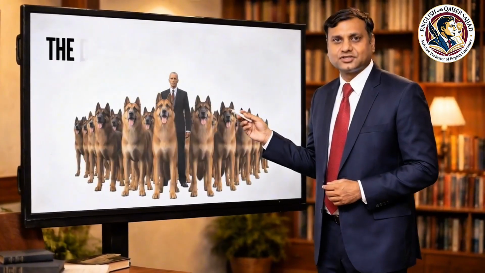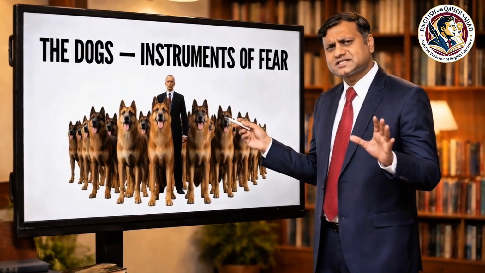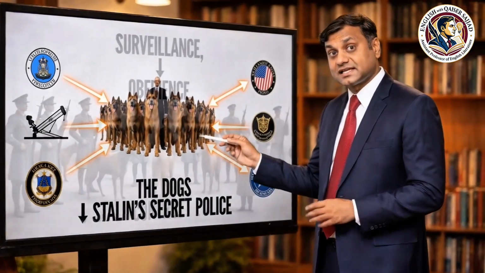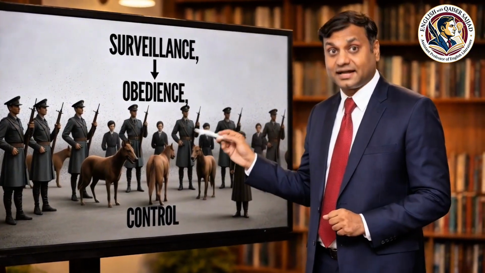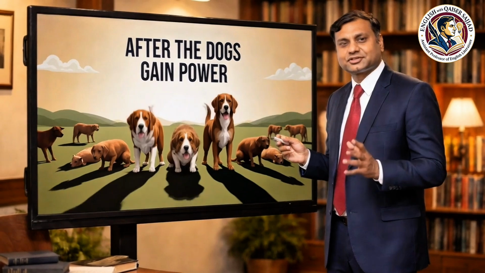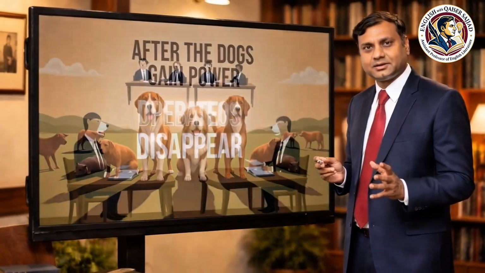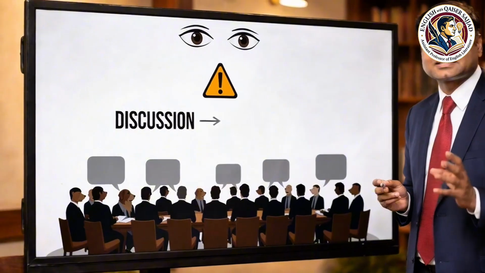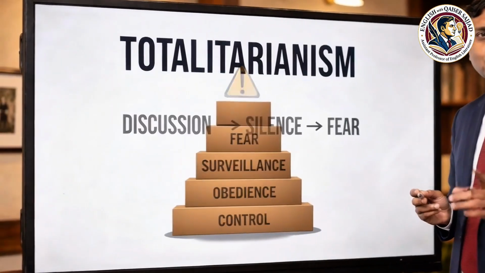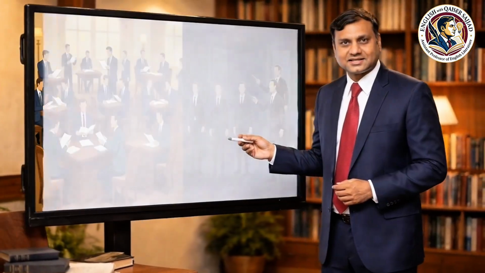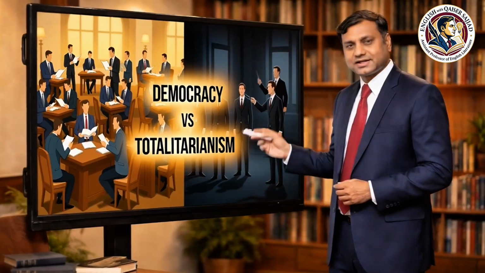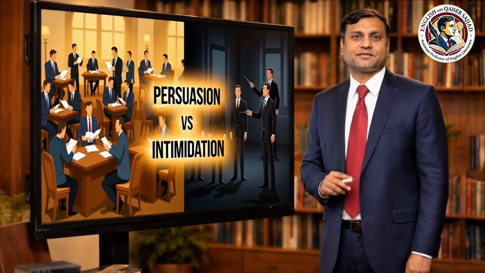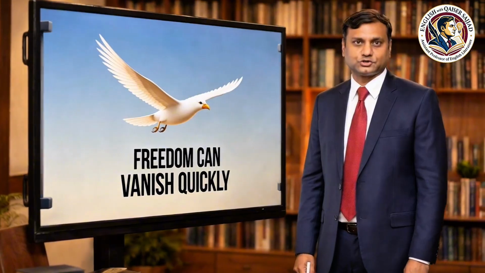Let us now consider the dogs. The dogs represent Stalin's secret police. Historically, they symbolize organizations that enforced obedience through fear and violence. Notice what happens after the dogs gain power. Debates disappear. Opposition disappears. Criticism becomes dangerous. Fear replaces discussion. This is a hallmark of totalitarianism. In democratic societies, leaders persuade. In totalitarian societies, leaders intimidate. Orwell shows us how quickly freedom can vanish once fear becomes a political tool.